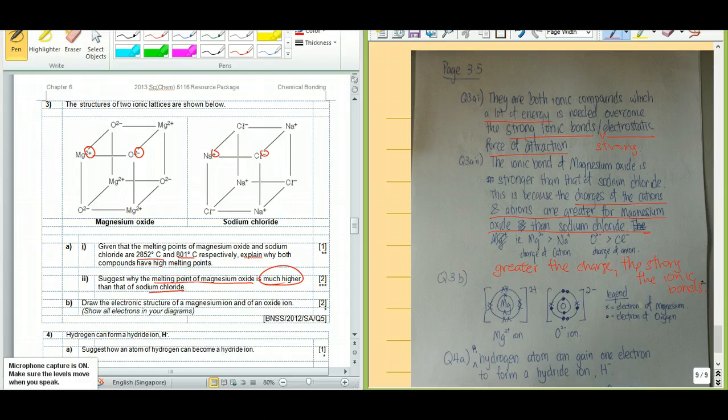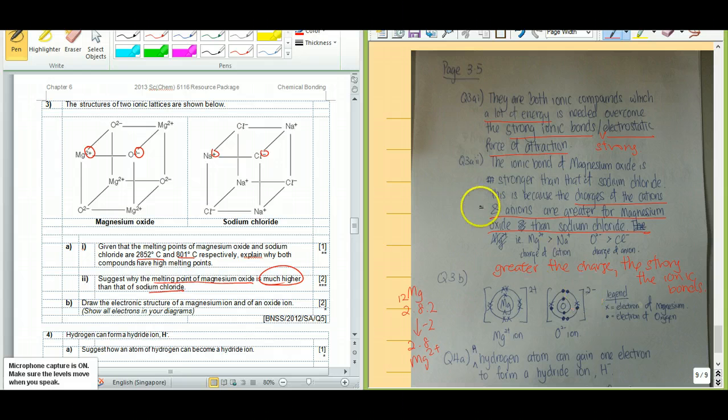Next up, 3b. Draw the electronic structure of a magnesium ion and an oxide ion. In this case, magnesium ion, oxide ion. You can either do the long way, or you can look at magnesium having proton number 12, so it has 12 electrons, electronic configuration 2,8,2, losing 2 electrons to form 2,8. So this is your Mg2 plus.